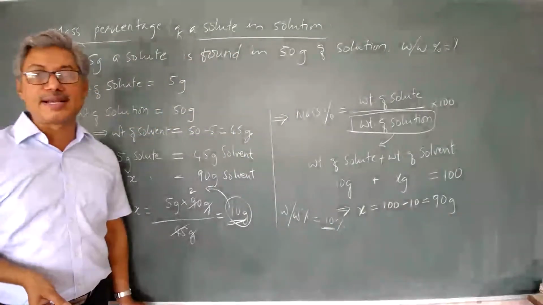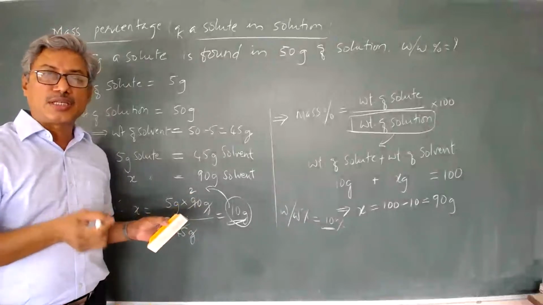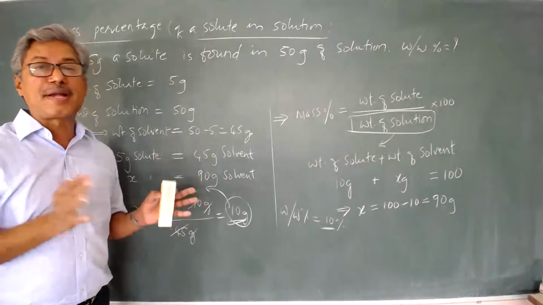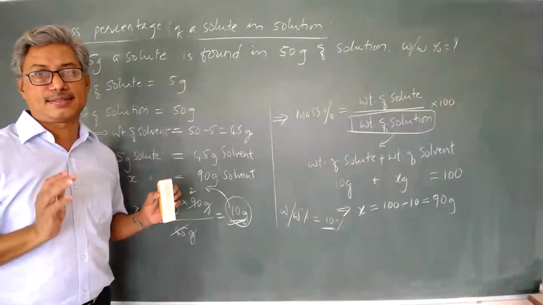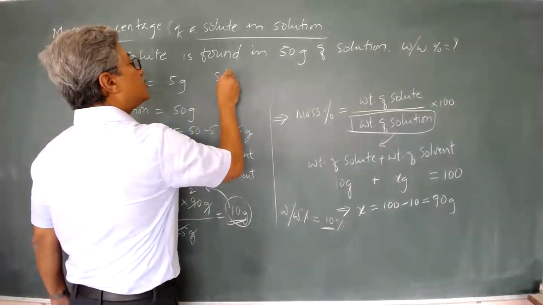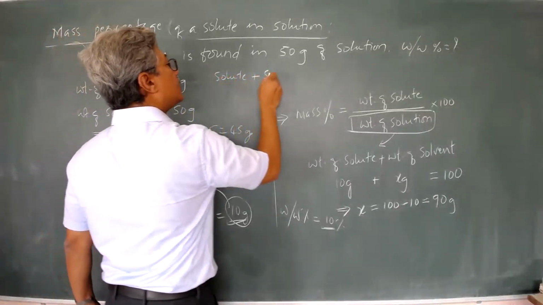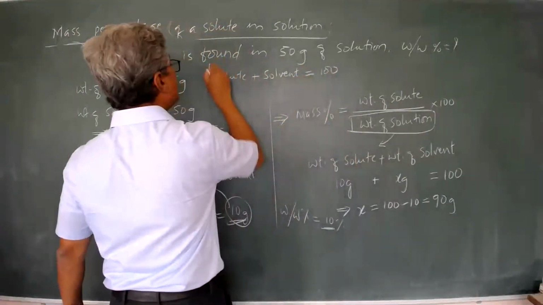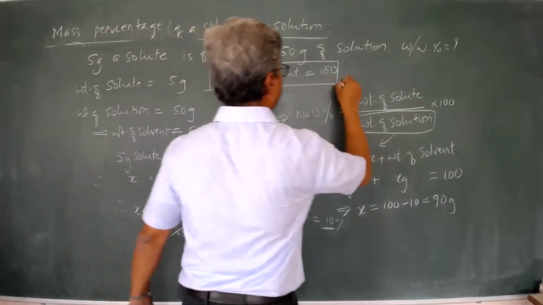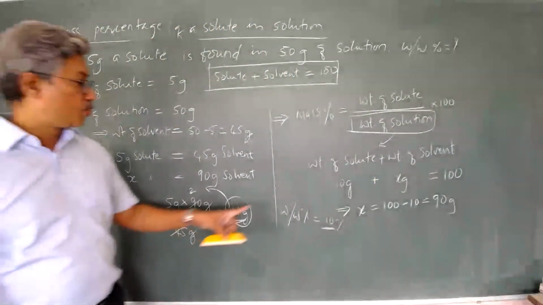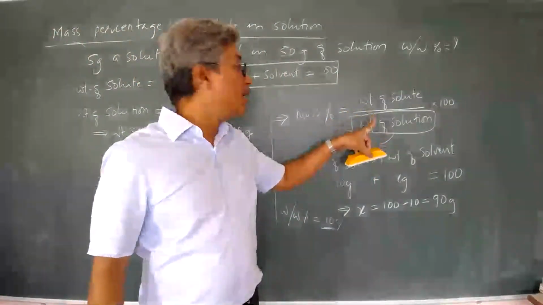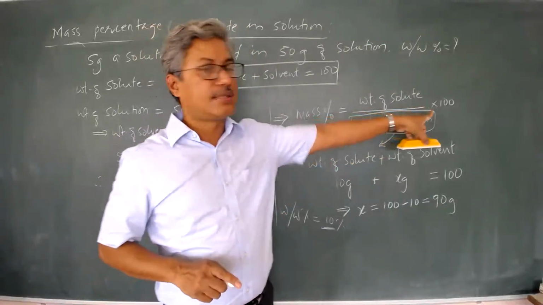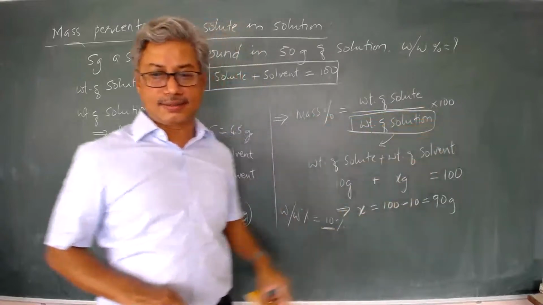So this simply indicates the quantity of solute dissolved in that quantity of solvent which makes the total 100. Solute plus solvent should total 100. This is an important key that you need to remember. Clear? So mass percentage is weight of solute divided by weight of solute plus weight of solvent, that is weight of solution, into 100. Is it clear?